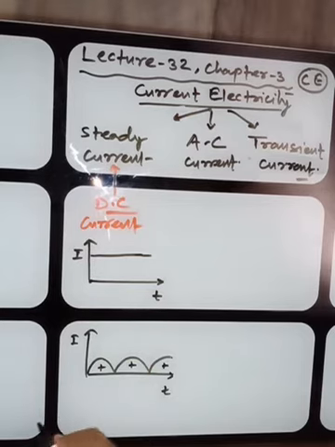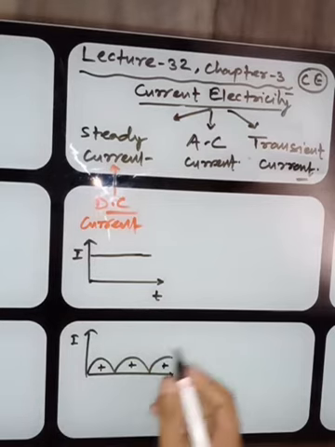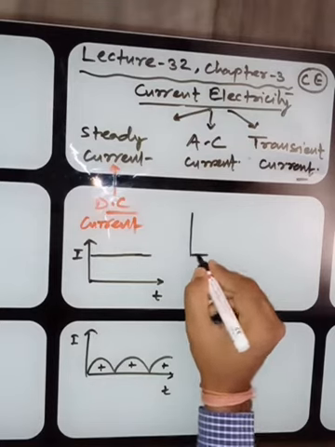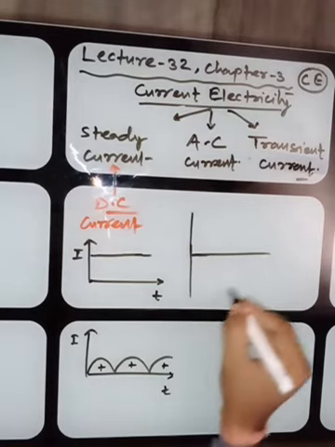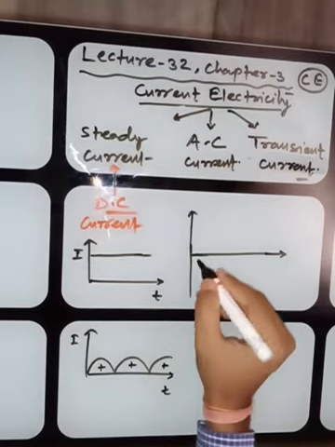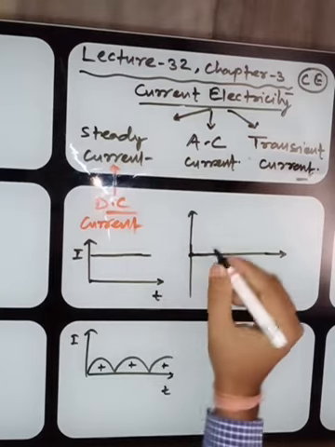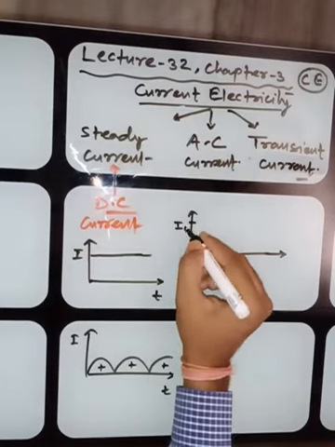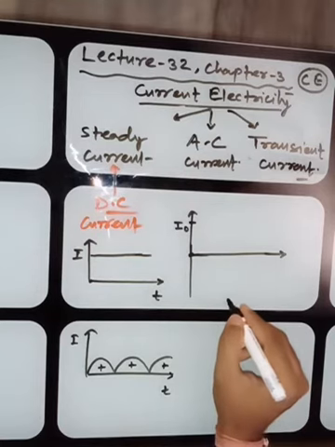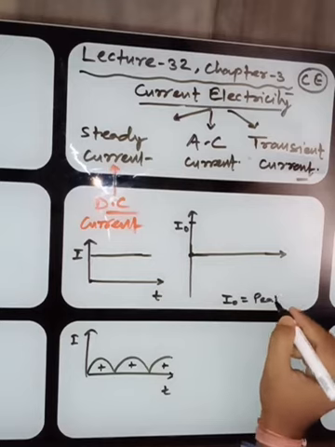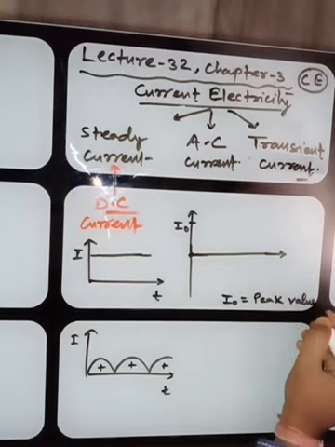Now AC, what will be the nature of AC, my dear student? So the nature of AC looks like this one. We will study in detail about this AC in our course of standard 12. The peak value of alternating current, this is I naught. This I naught is considered the peak value.